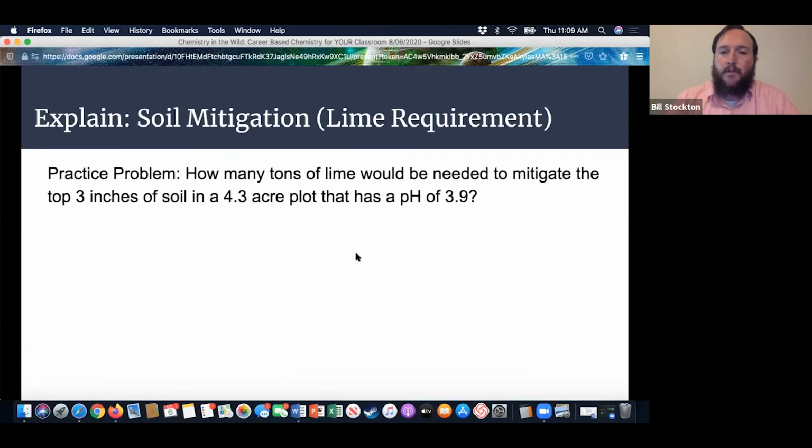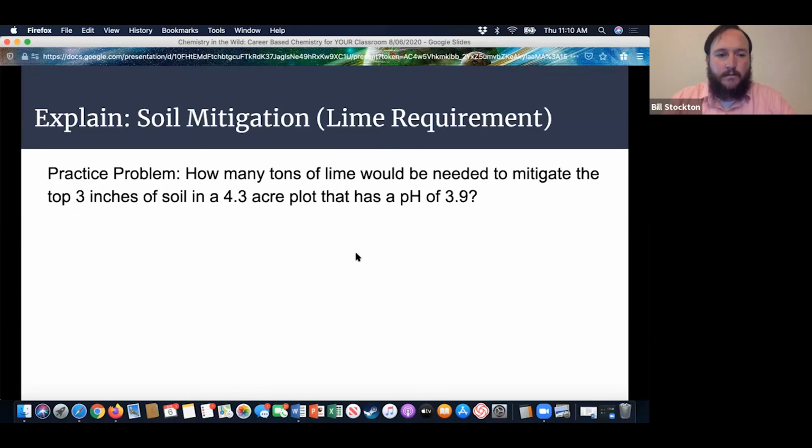So if we look at a practice problem, here might be an example of one. I'll show you the steps that I would take to do this. Using the equation you calculated, we should be able to figure out roughly how many tons of lime we would need to mitigate that soil. So if we had soil that we only want to mitigate the top 3 inches. We just mentioned that 1,000 tons of soil is about 6 to 7 inches deep in 1 acre. So let's say we have a 4.3 acre plot, we got a pH range, we want to try to mitigate that. How can we solve that problem?